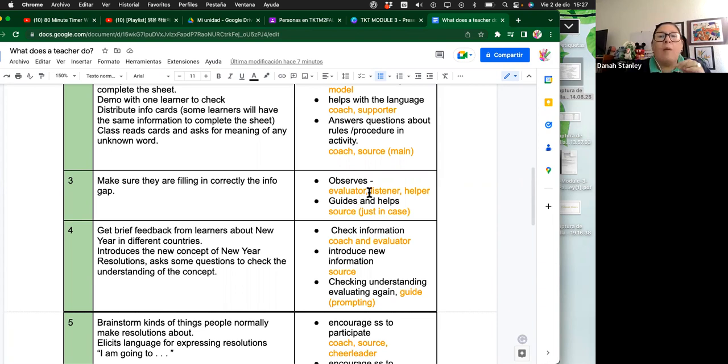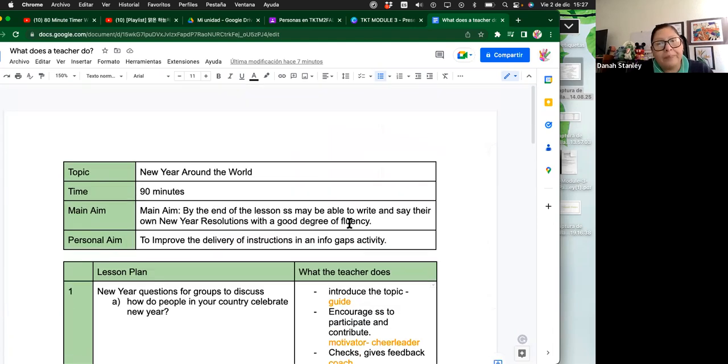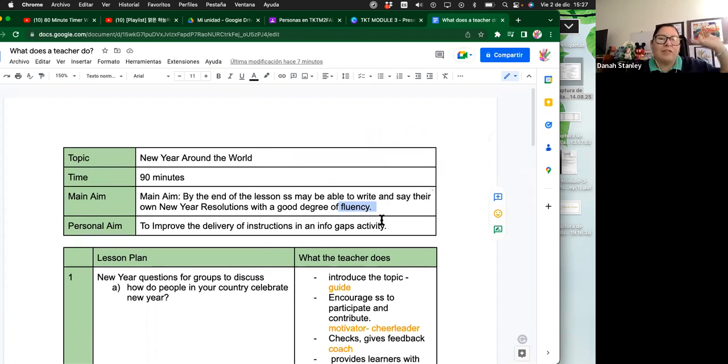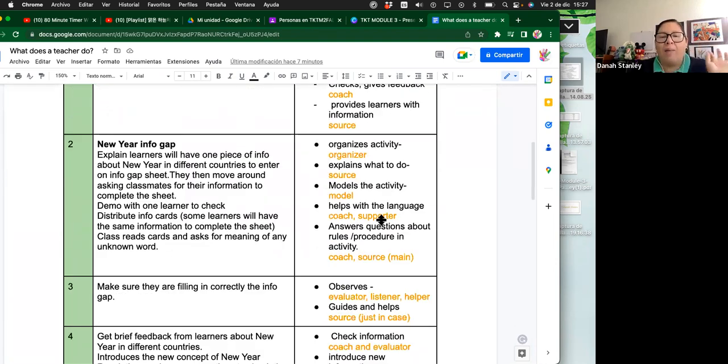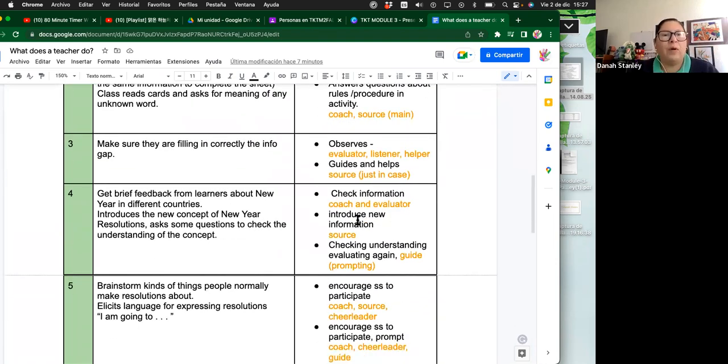Then I'm going to be a listener, I'm going to be a helper, a source, just in case the students need it and ask for it. Because remember that in here, what I'm pretending the students to develop is fluency. Entonces, just in case they ask for help, I'm going to show up there, okay?